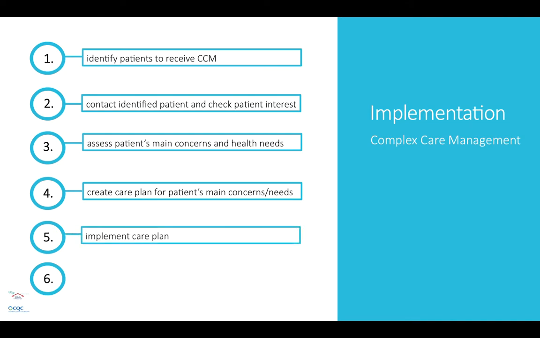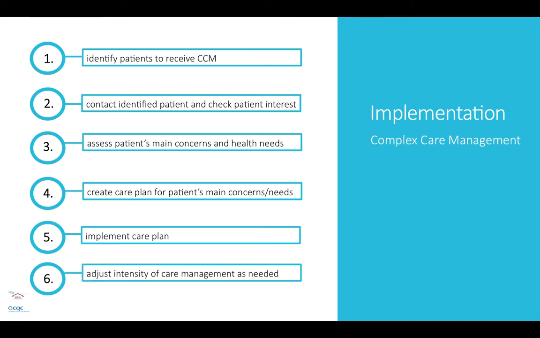Implement the care plan. This may involve a combination of face-to-face visits, phone calls, home visits, outreach visits to shelters, discussions with the primary care physician or mental health provider, and health coaching. Adjust the intensity of care management. If patients are improving, their care management intensity may be reduced. We will now discuss each step in greater detail.